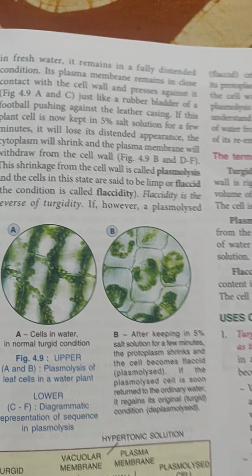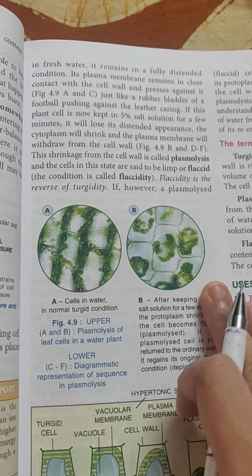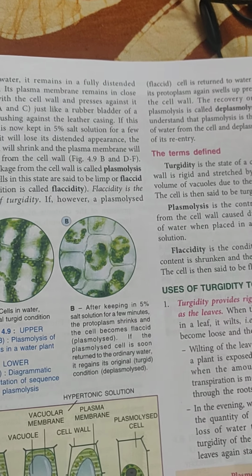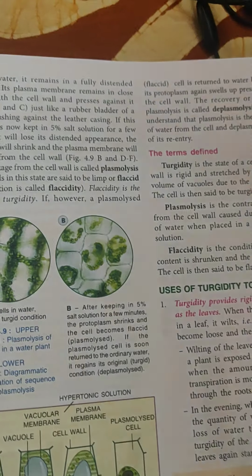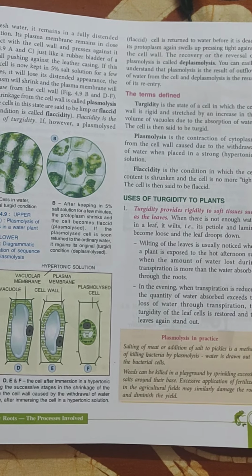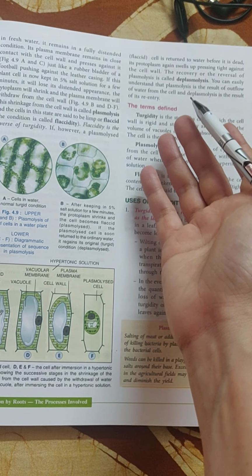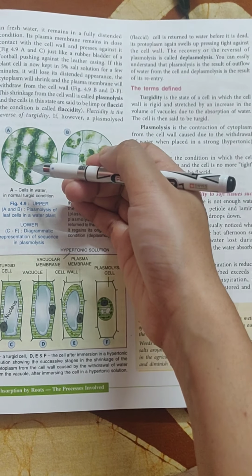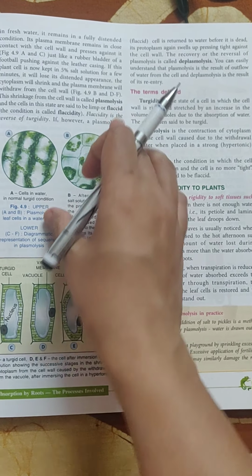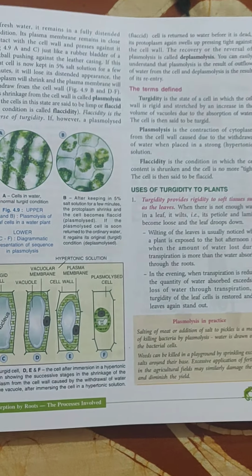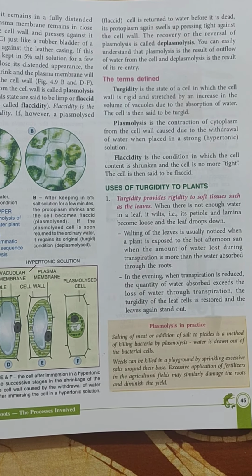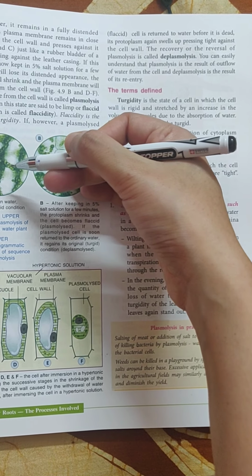Okay, now what if this plasmolyzed cell is again returned to water? This plasmolyzed cell, if I again return it to water, before it loses all its water content and it dies, if it is returned to water, it will again swell up, and this will be the condition. So this recovery or reversal of plasmolysis will be called deplasmolysis. Okay, this reversal is called deplasmolysis.